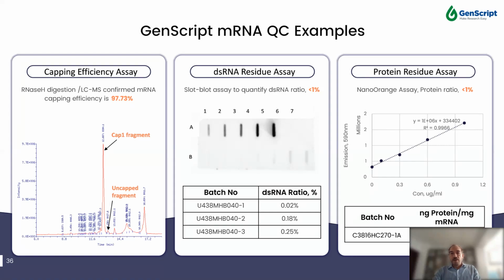These are just some examples of the QC that we do for the different grades of mRNA for our mRNA production. We look at capping efficiency with mass spectrometry. We look at double-stranded RNA residues with our dot blot assay to quantify any left-over double-stranded RNAs. And we look at protein residue assays using NanoOrange.